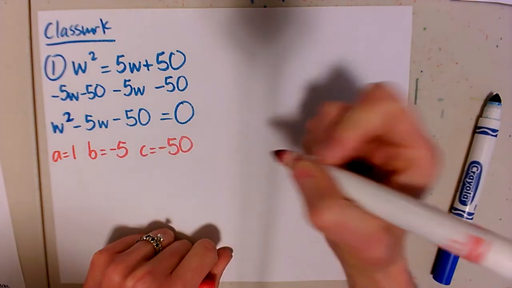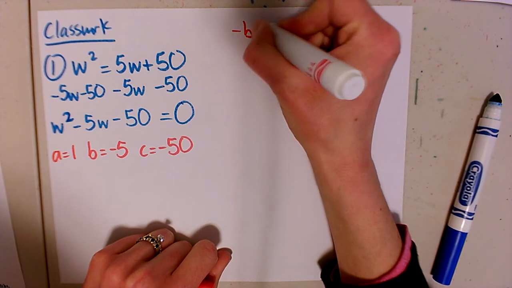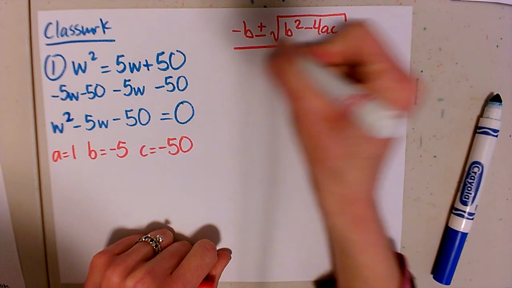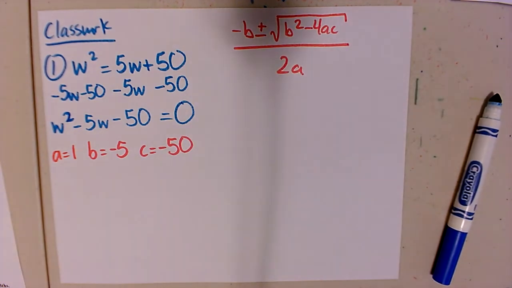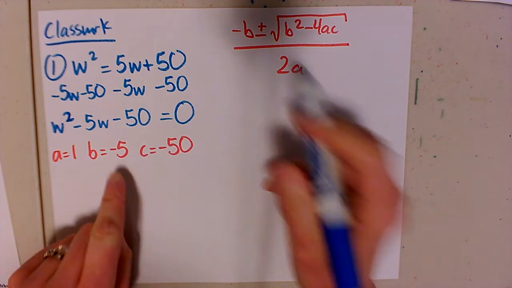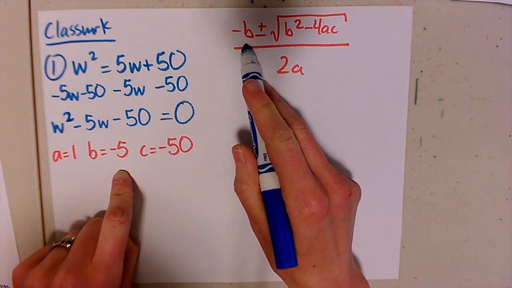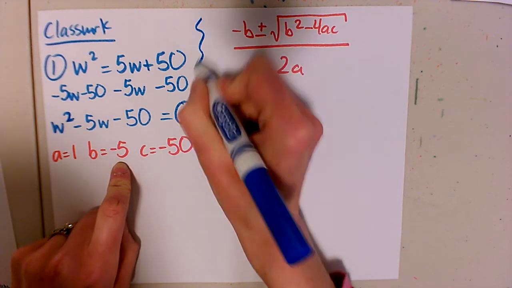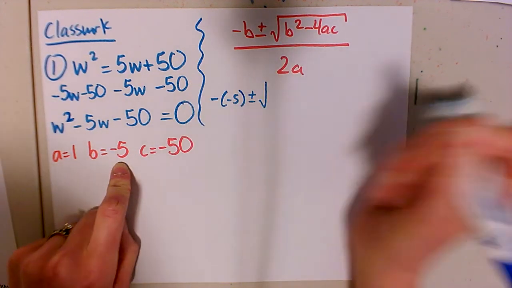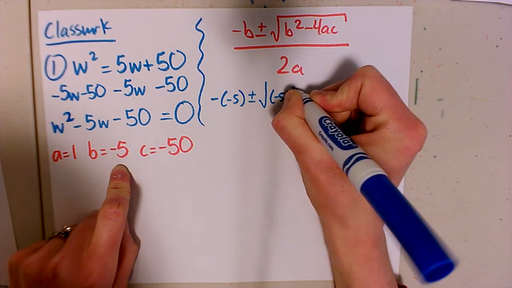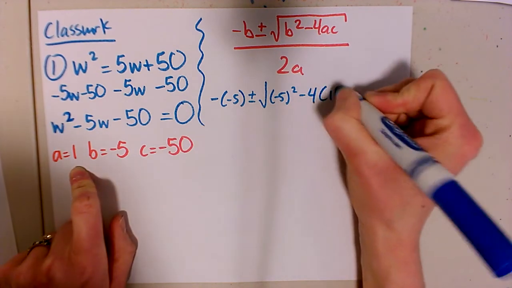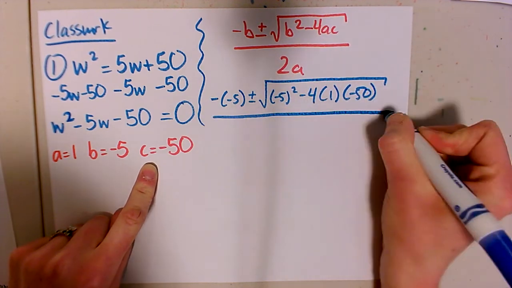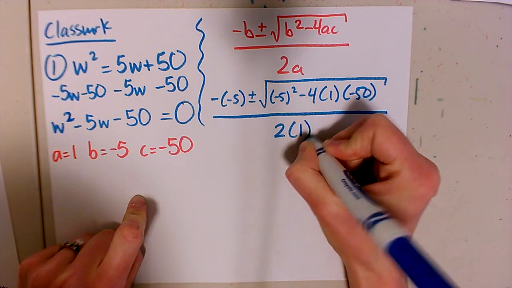And then remember the formula that we have, negative b plus or minus the square root of b squared minus 4ac all over 2a. So we're going to go ahead and plug these numbers into it. Okay, so first off, a negative b. Well, this b is negative, so double negative, so it's going to be a negative 5 plus or minus the square root of b squared, so negative 5 squared minus 4 times a is 1, and c is negative 50, all over 2 times a, which is 1.